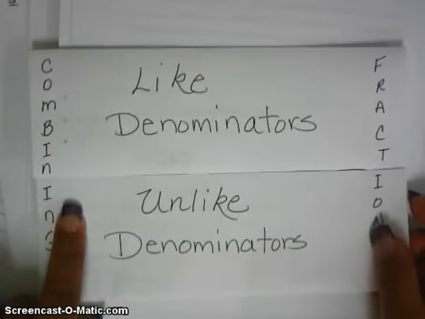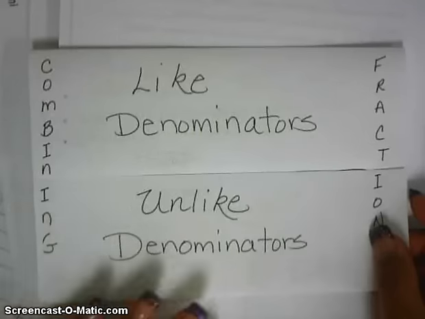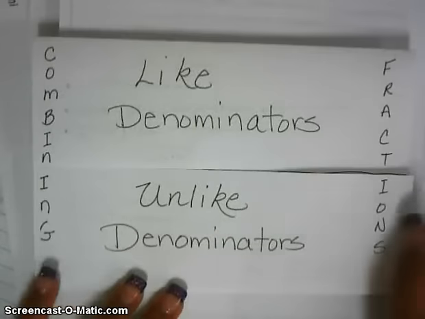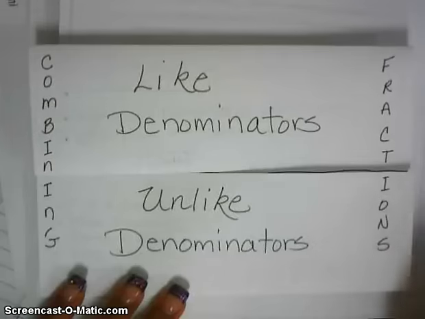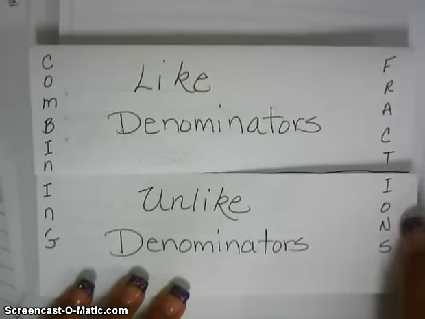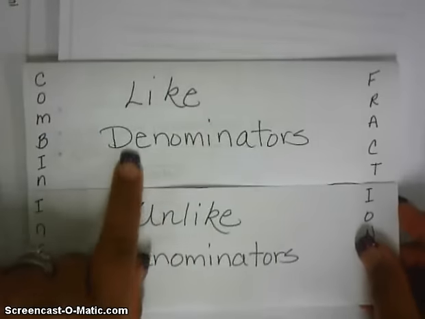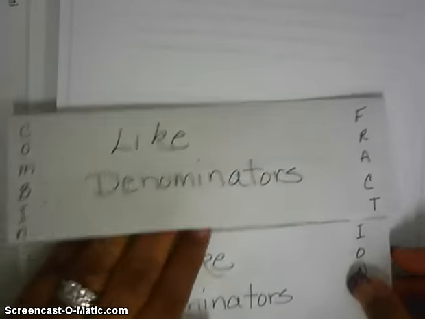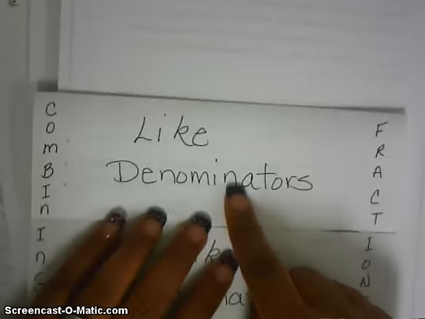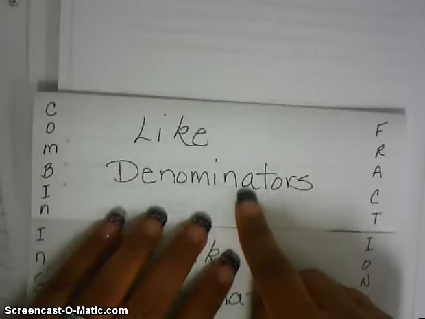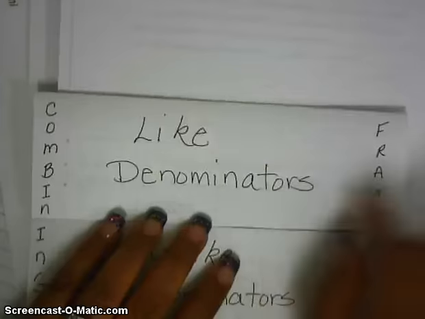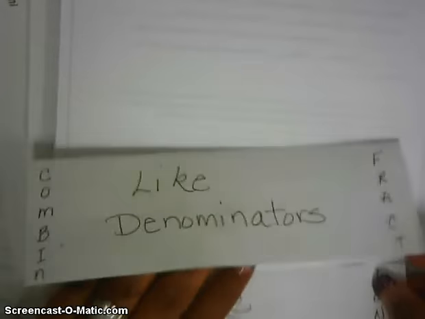Remember when we were combining integers, we no longer added and subtracted integers. We talked about combining, and we used our T-charts when we combined integers. We're going to do the same thing with fractions. So let's take a look at what we're going to do with like denominators. Remember, like denominators mean that my fractions have the same number on the bottom. The denominator is the number on the bottom.